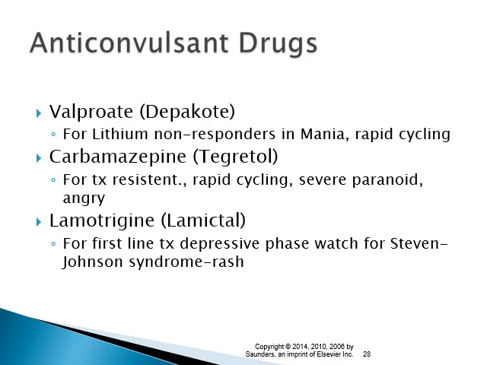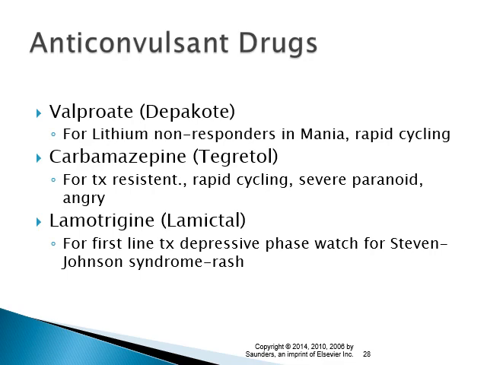So anticonvulsant drugs, these are the top 3 that are used to treat bipolar disorder. Valproic acid or Depakote is used to treat mania and rapid cycling. And usually it's used for those that are not responding to lithium. Again, you have to watch liver. Tegretol, rapid cycling, and for those that are treatment resistant. Also, if a patient has severe paranoia and anger issues, Tegretol seems to be very good.